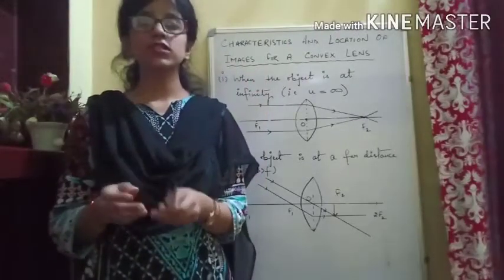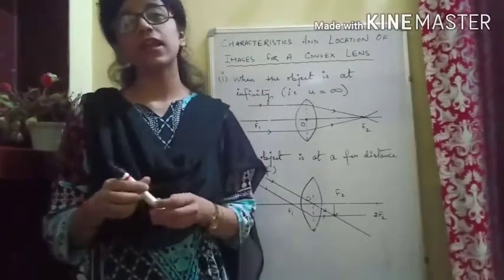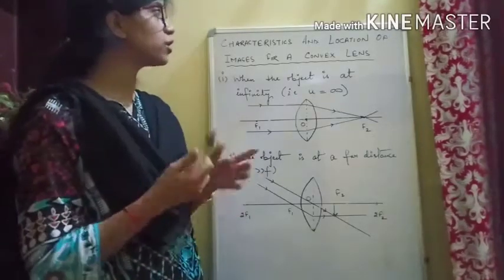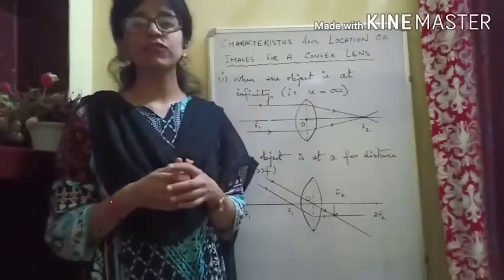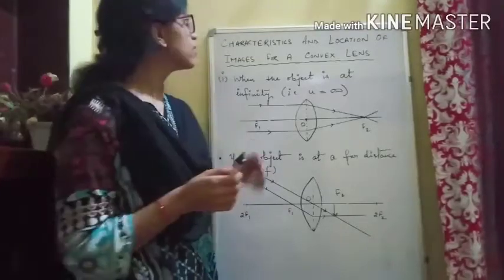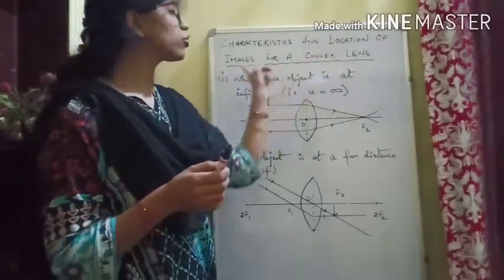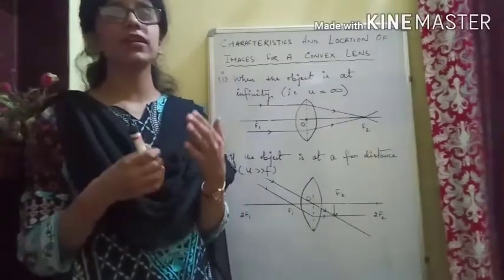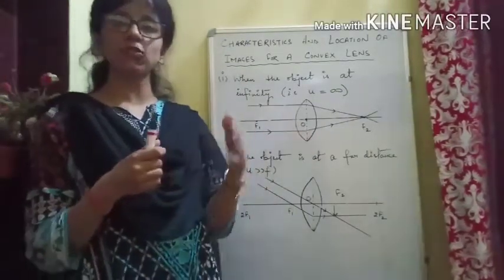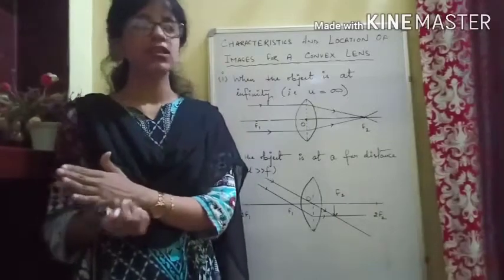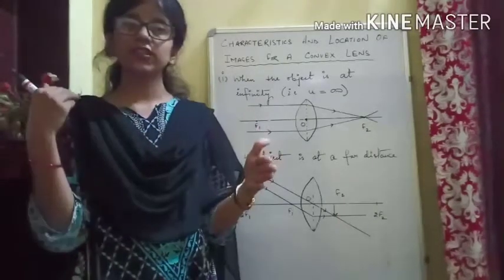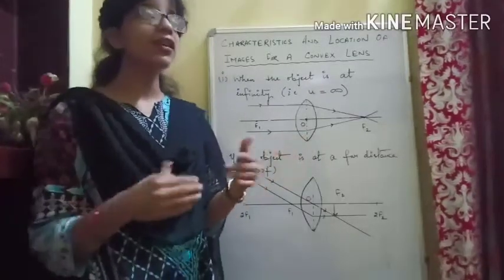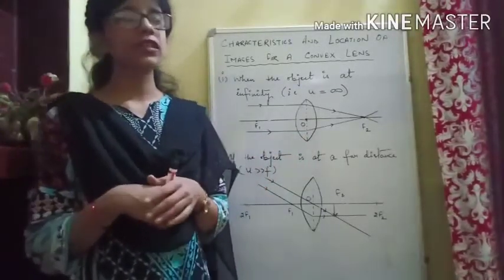Now since we are going to see how convex lens and concave lens form images, first we are going to see the formation of images through a convex lens. So the characteristic and location of images, that means what will be the characteristic of images formed by a convex lens when we place the object at different positions, like if we place the object at infinity, or if the object is beyond the center of curvature, then what will be the characteristic of the images.